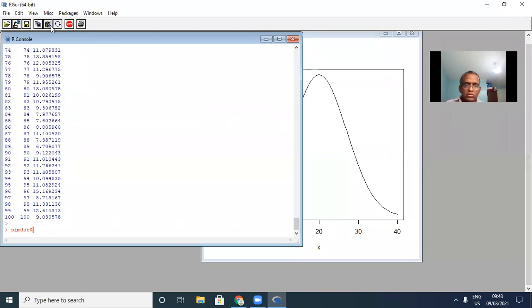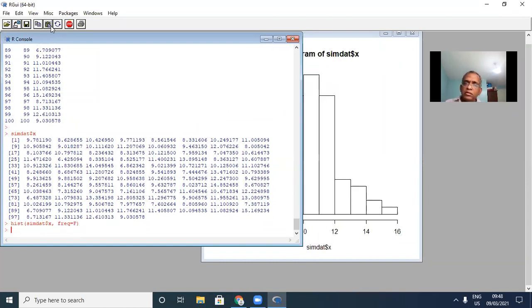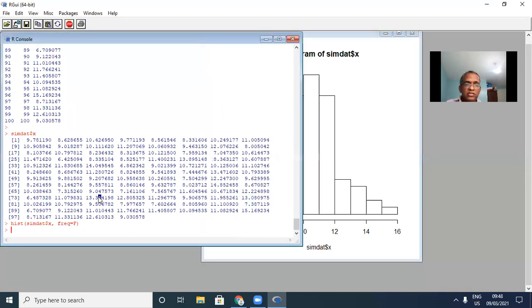Now I want the second column, which is this. So I want to do a histogram of the second column with freq equal to F, right? And this is what you will get. This is the density of the histogram of the data. Now let me take the x-axis to go from 6 to 16. So I'm going to say the xlim to be from 6 to 16, right?